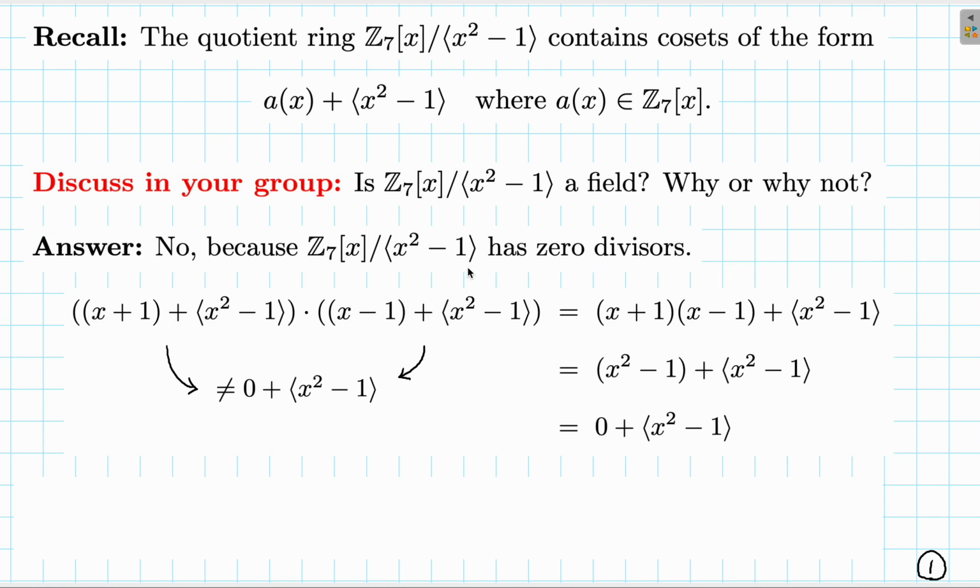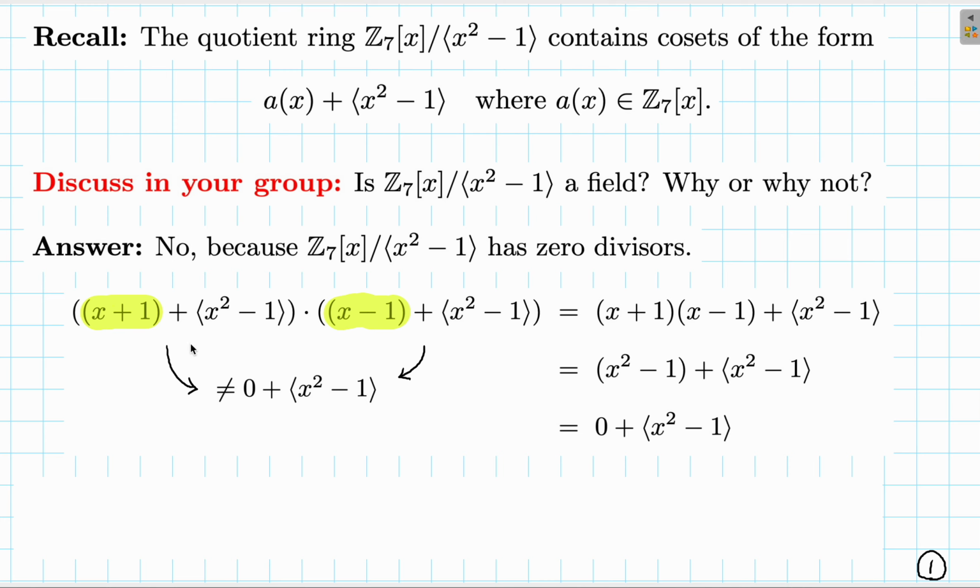The answer is no, because our quotient ring has zero divisors. And to see that, let's multiply the cosets x + 1 + ⟨x² − 1⟩ and x − 1 + ⟨x² − 1⟩. Now, neither of these two cosets is the zero coset, and that's because the coset representatives, x + 1 and x − 1, are not multiples of x² − 1.